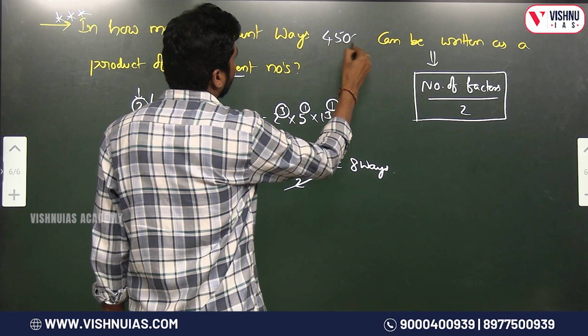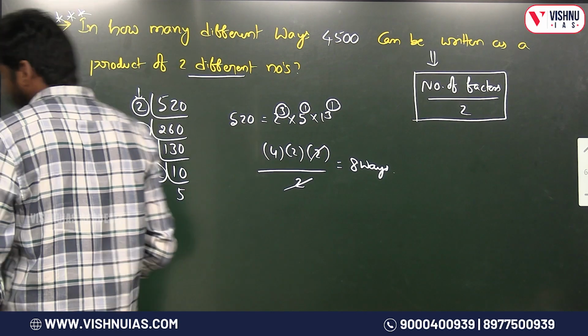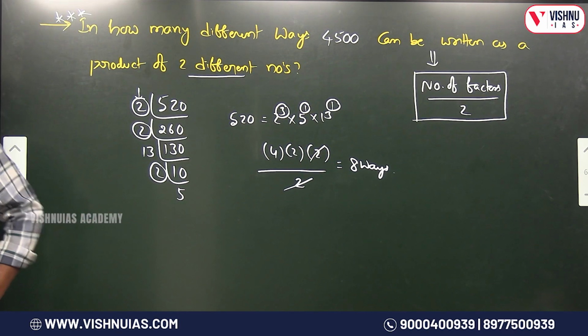Now you write for this one. In how many different ways can 4500 be written as a product of two different numbers? 4500. You require practice for quantitative aptitude, for CSAT. You have to take the CSAT paper very seriously. It's all about your practice.